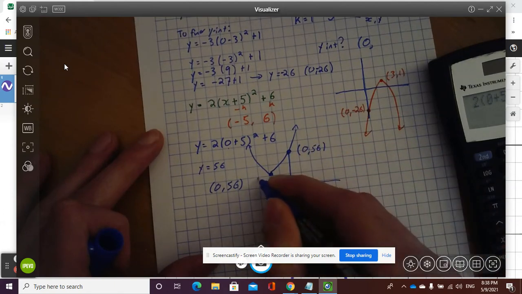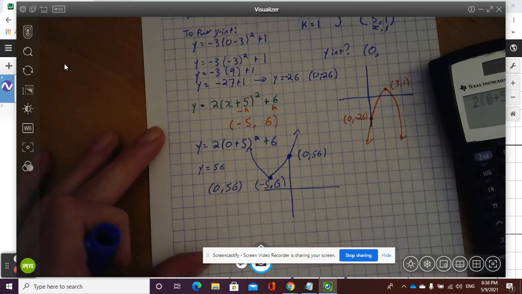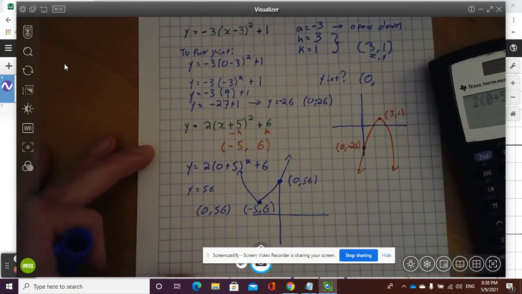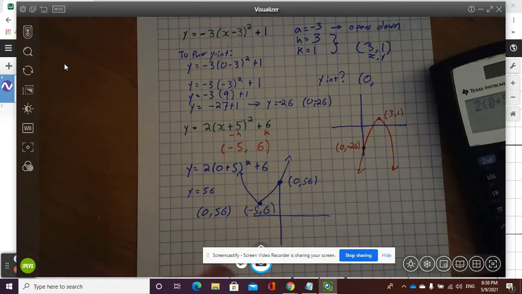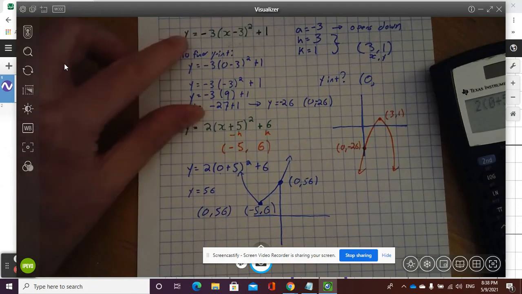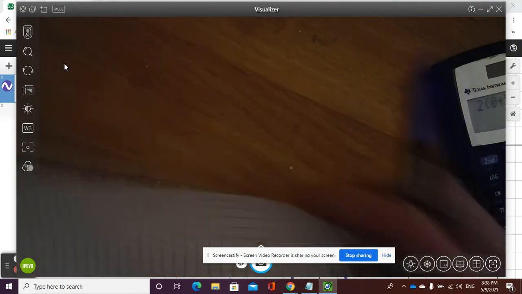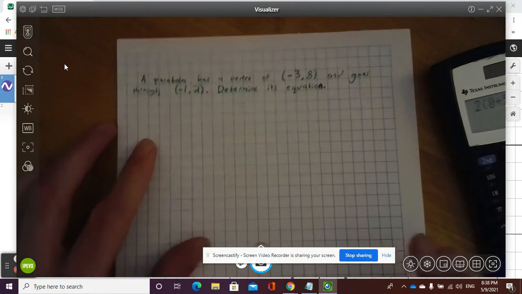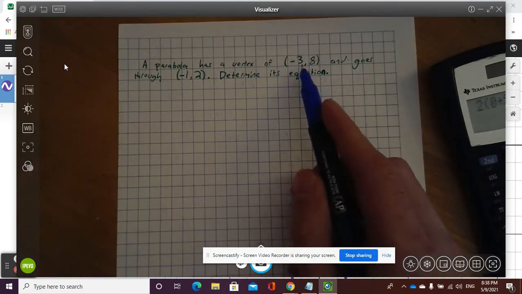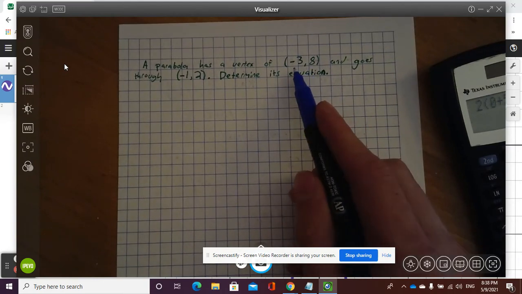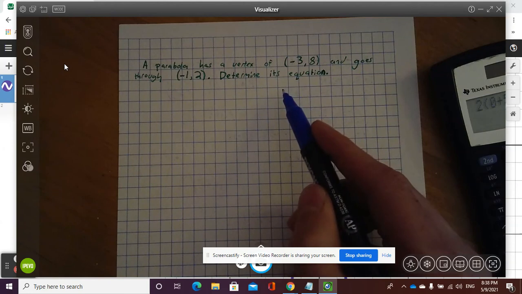So again, I can learn some interesting information that will allow me to sketch a parabola from vertex form. The only other thing that we did in class is kind of the opposite. Now, instead of telling you the equation and asking you to find key information, I could also give you some key information and ask you to determine the equation in vertex form. So we have a parabola and we know where its vertex is. It's (-3, 8).